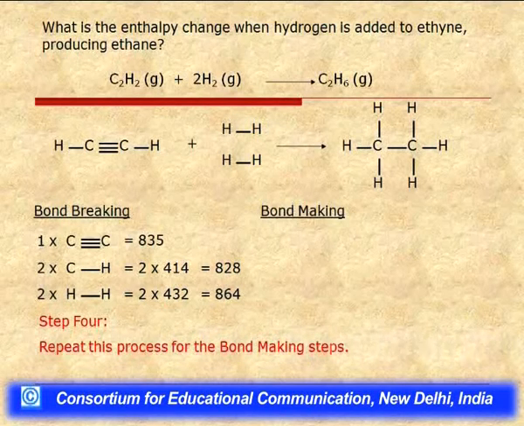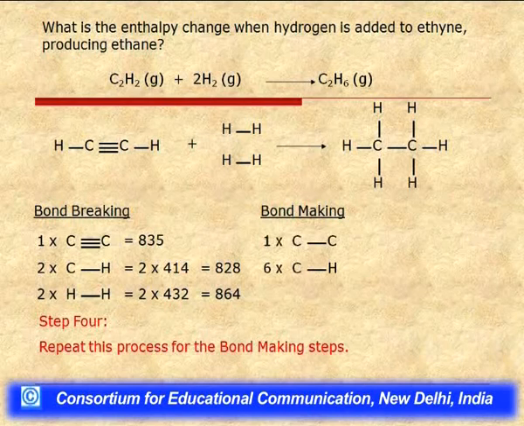So, now we need to repeat this whole process for the bond making step also. Let us see, in this bond making we have one carbon-carbon single bond which needs to be formed, and in addition we require 6 carbon-hydrogen single bonds which also need to be formed. Whenever a bond is formed, heat is produced, and whenever a bond is broken, heat is absorbed. So, it means that bond breaking is an endothermic process and bond making is an exothermic process, but we have just not written the sign over here.